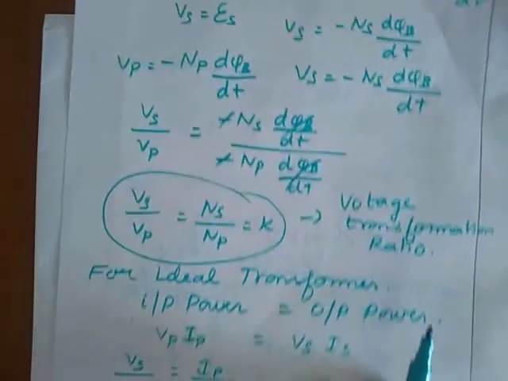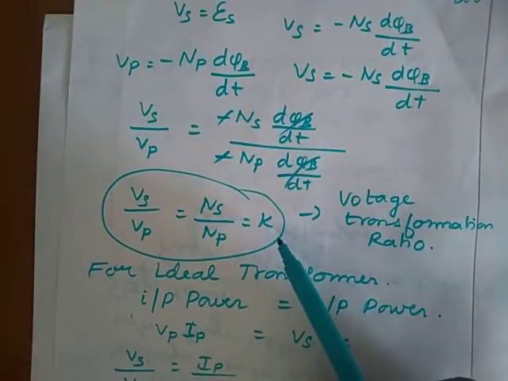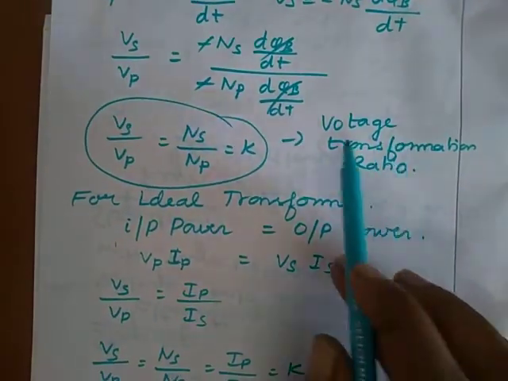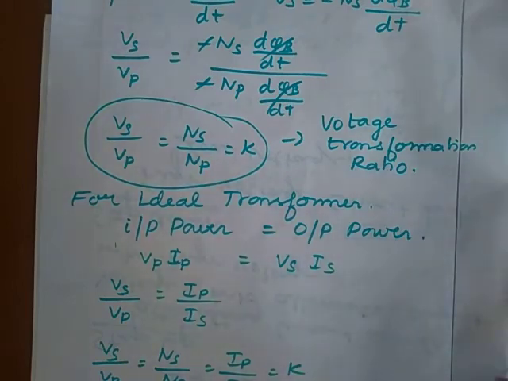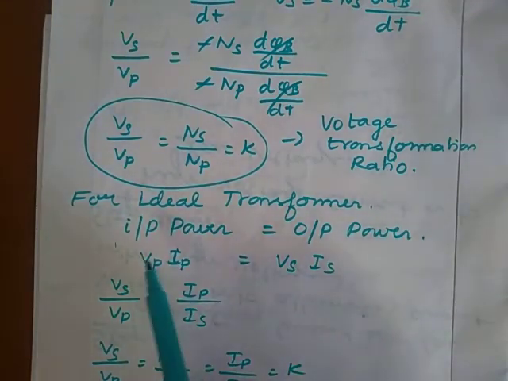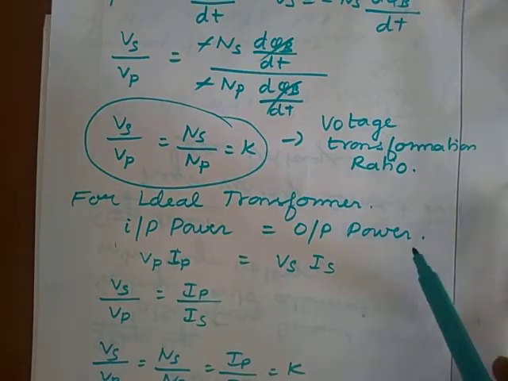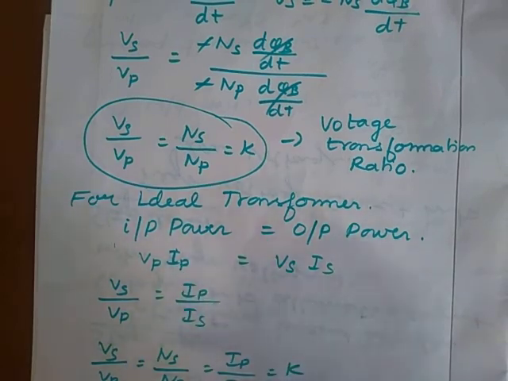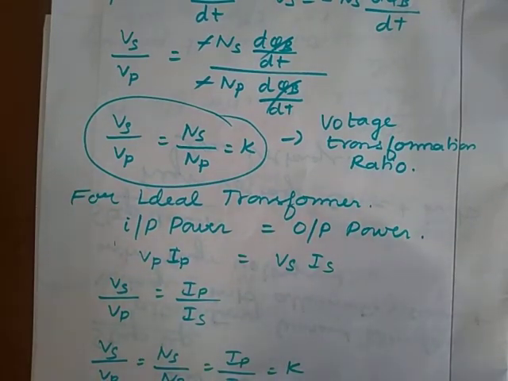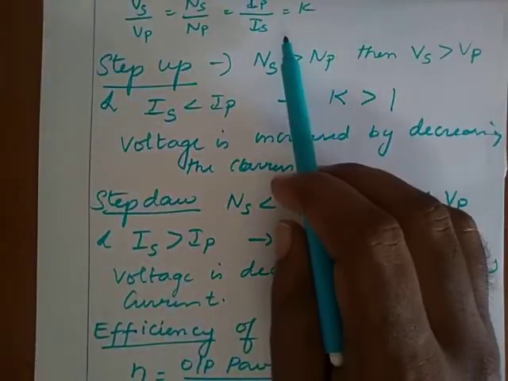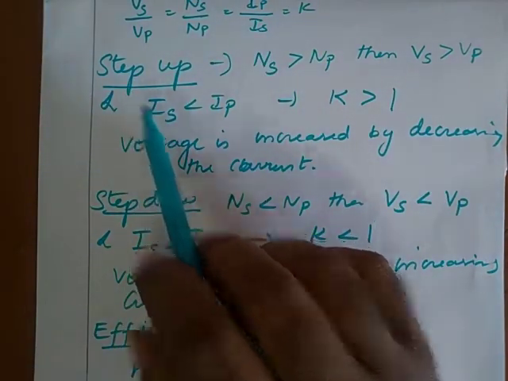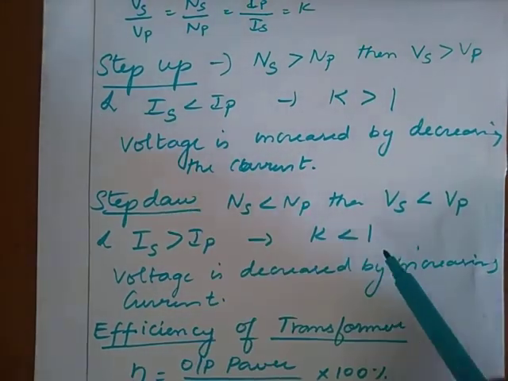Then we know V_s/V_p is equal to N_s/N_p is equal to K, the voltage transformation ratio. By knowing the value of K, we can say whether this is a step up or step down transformer. For an ideal transformer, input power is equal to output power. We know the formula for power is voltage into current. After solving this we get V_s/V_p is equal to N_s/N_p is equal to I_p/I_s is equal to K. Using this relation we can differentiate the transformer into step up or step down. For a step up transformer, K is greater than 1. For a step down transformer, K is less than 1.